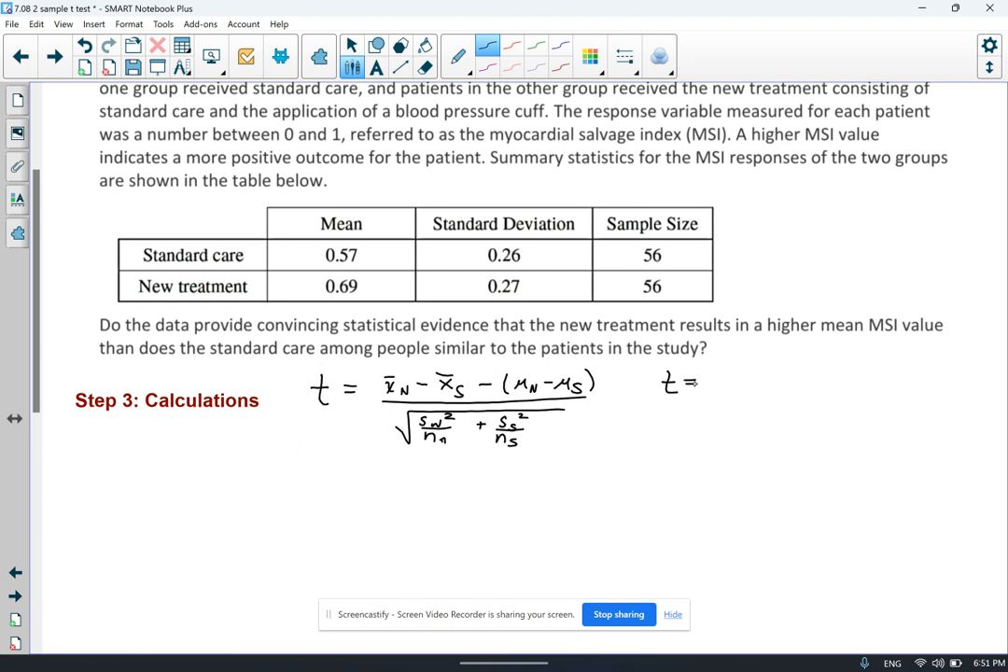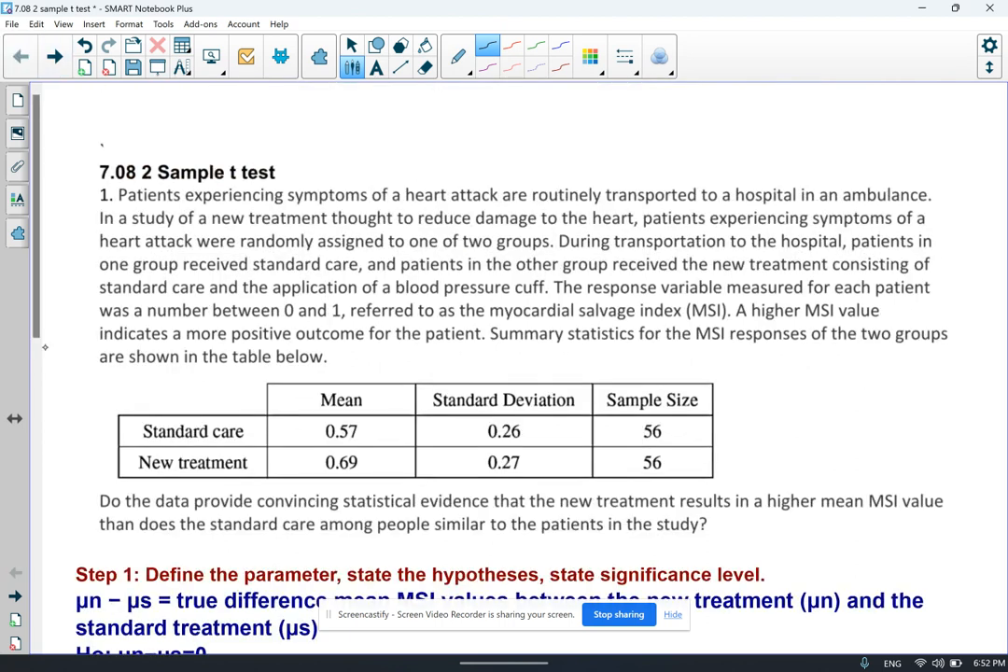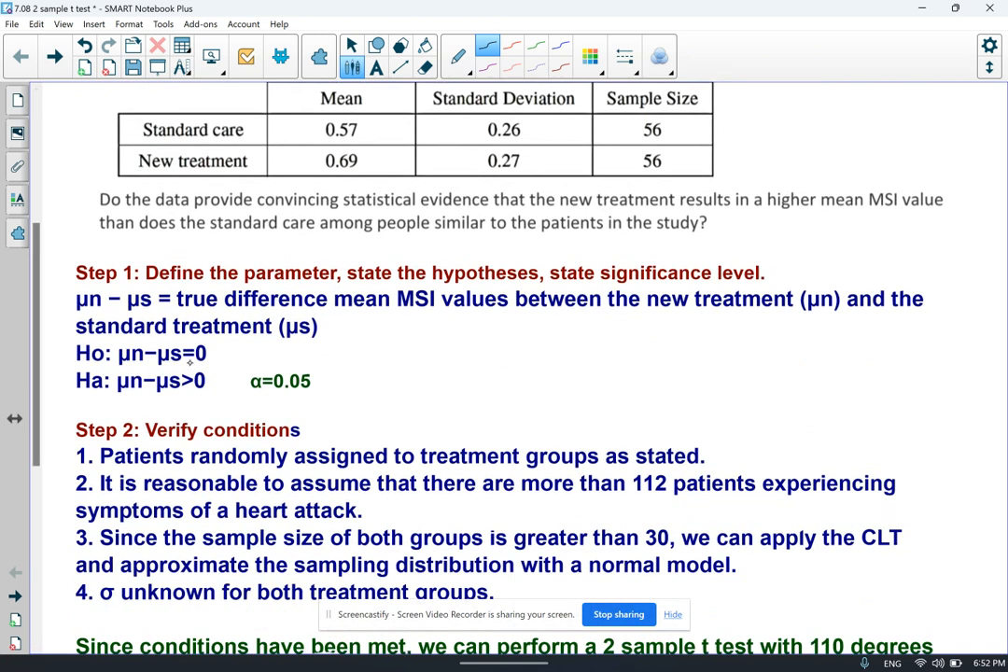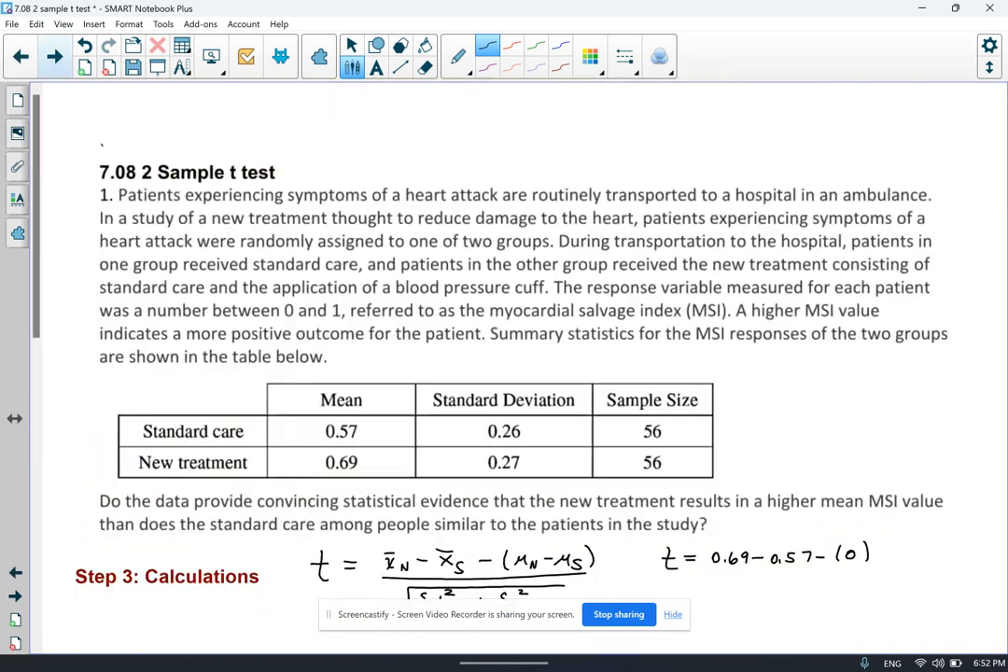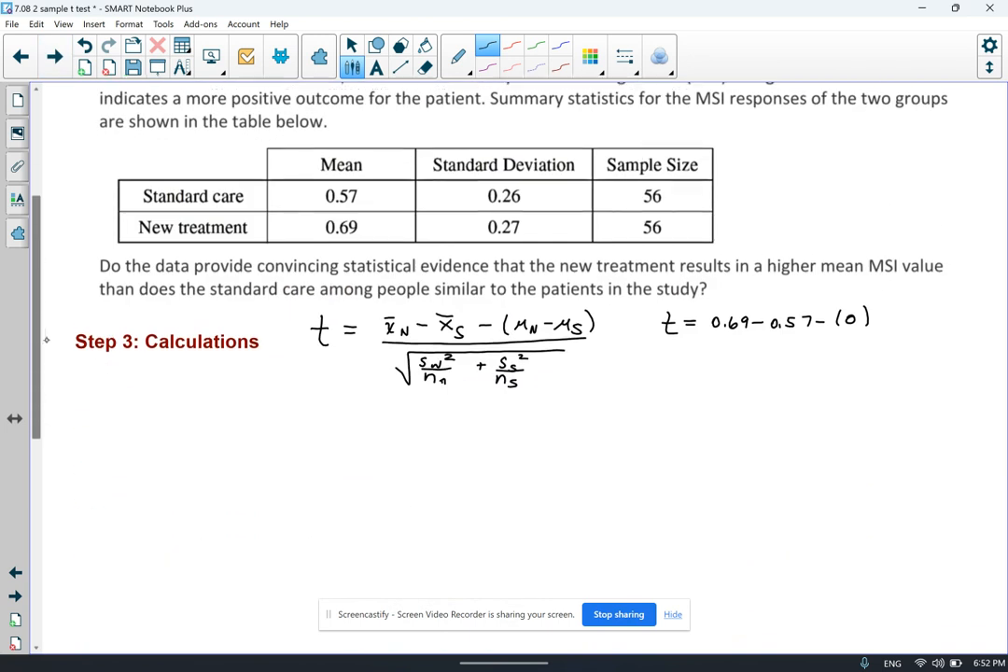We're going to substitute in the information from our problem. Again, I had my new treatment mean first, so that would be 0.69 minus the mean for the standard care, 0.57, minus the difference of the means, which is 0. That's what's defined in our null hypothesis. If you look back at our null hypothesis, we're saying it's 0, so we're assuming that to be true.